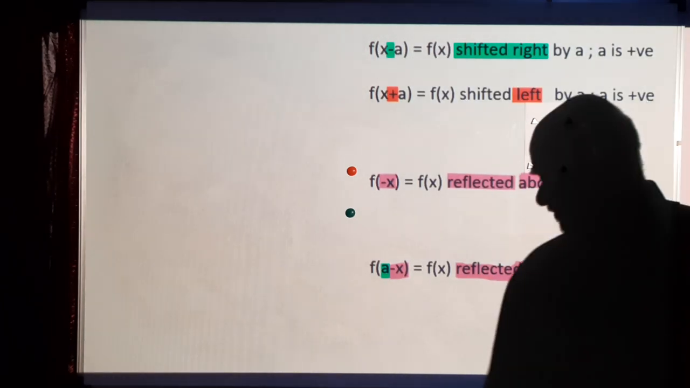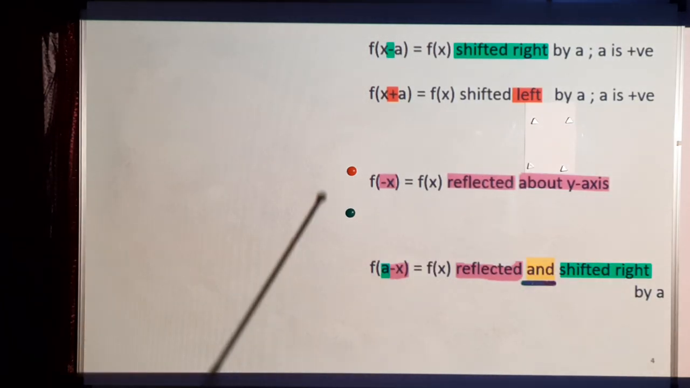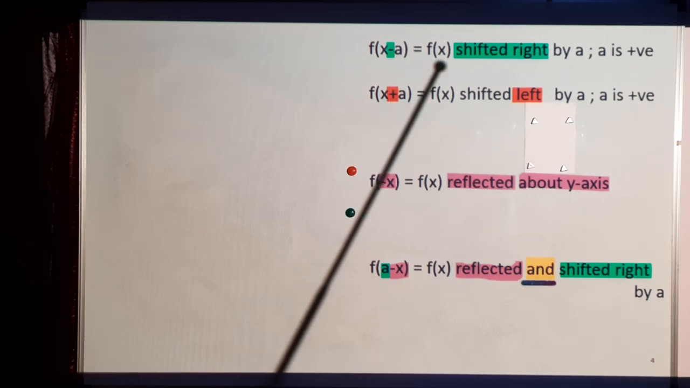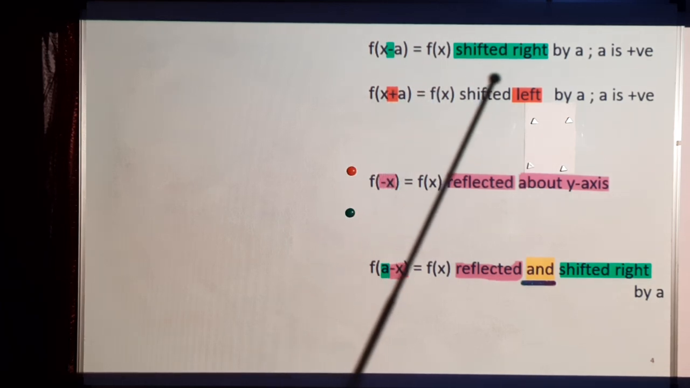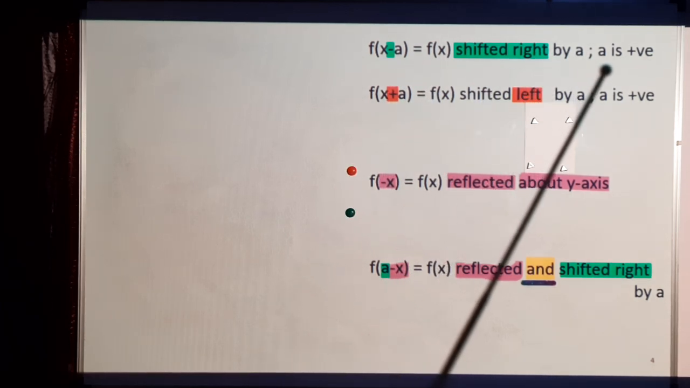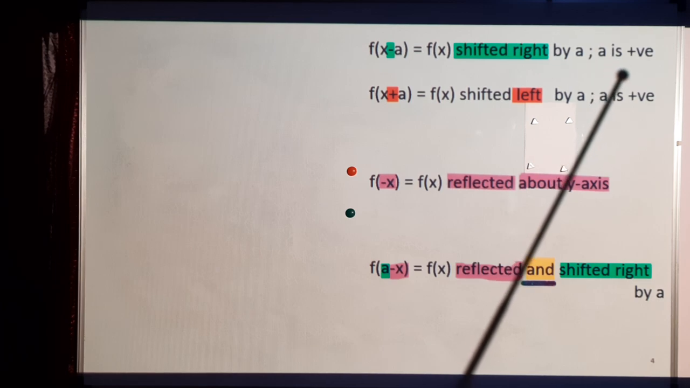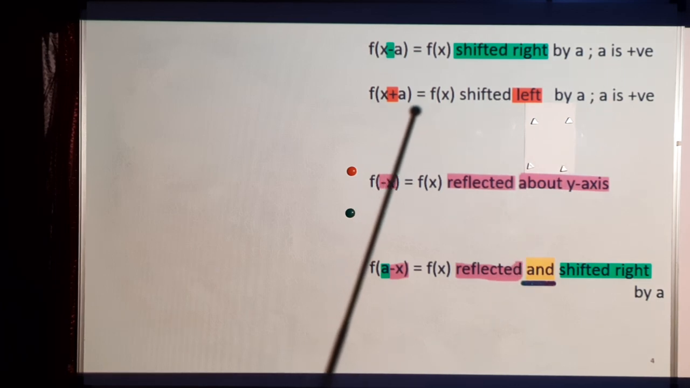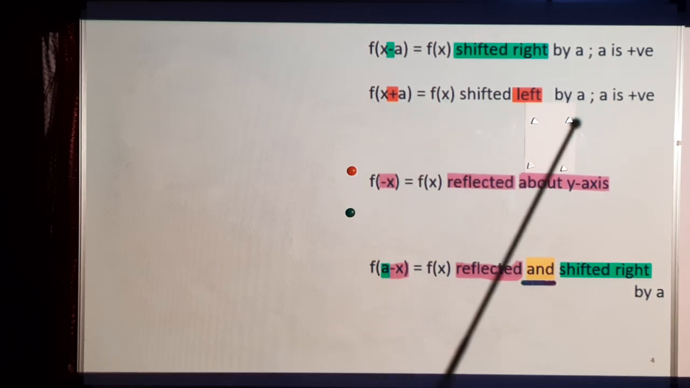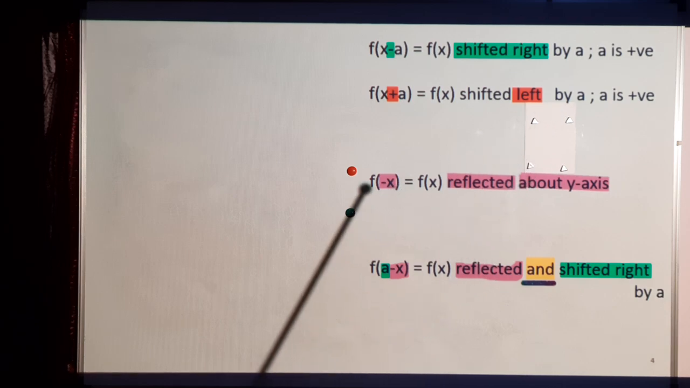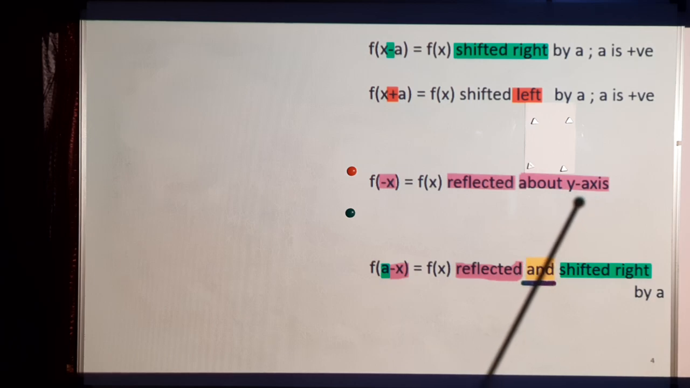So to summarize, for f of x minus a, take the function f of x and shift right by an amount a, and here a should be positive. And f of x plus a is f of x shifted left by an amount a. And f of minus x we can get from f of x by reflecting this function about the y-axis, which is the x equal to 0 line. And for f of a minus x, first reflect about the y-axis and then shift right by an amount a.